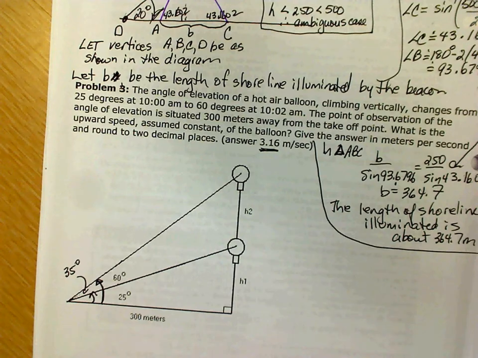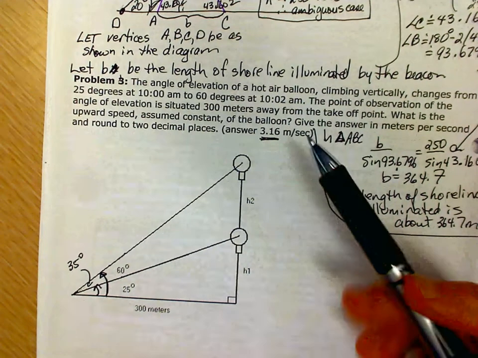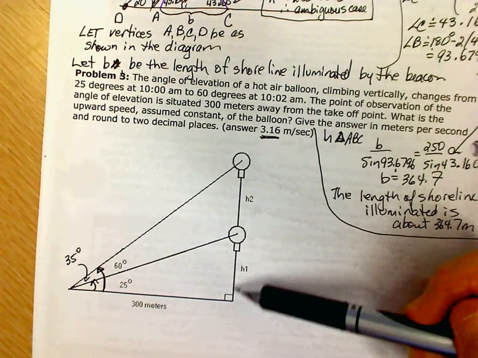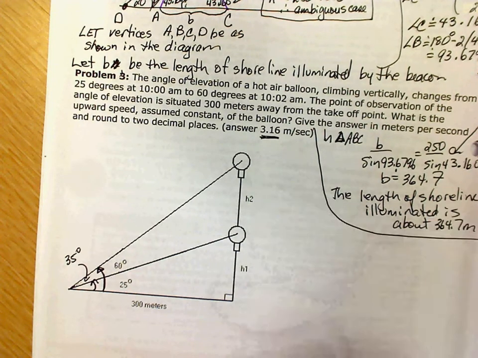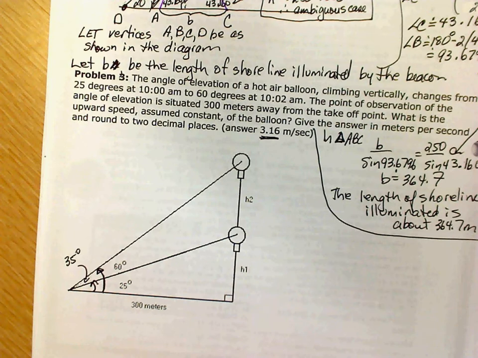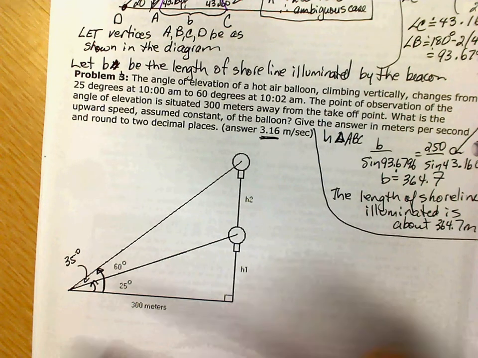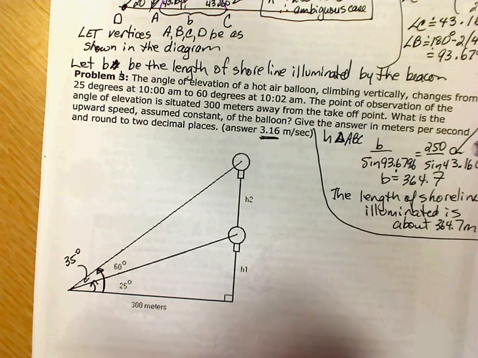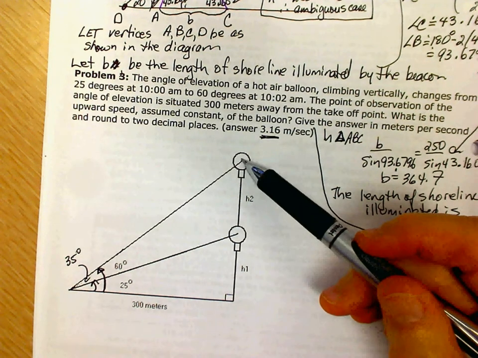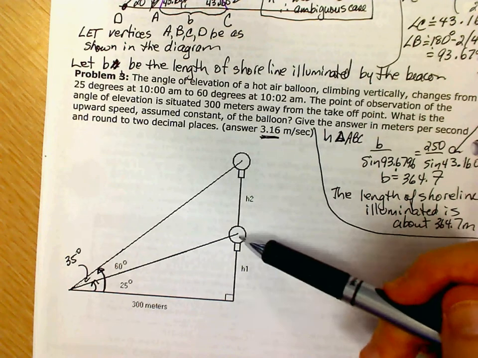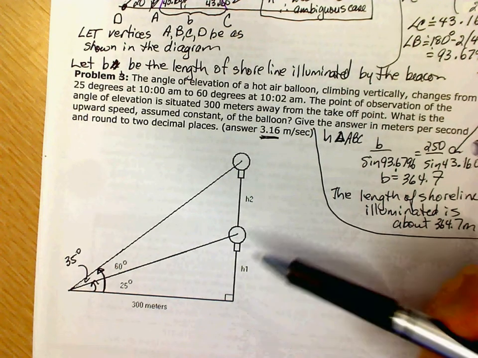So, what do we need to find? If we want to find the speed with which this balloon is traveling, what do we need to calculate? The velocity, and when you calculate velocity, how do you calculate that? Distance over time. So we know the time is 2 minutes, right? So we need the total distance and we need this distance. Okay. So let's find h1.